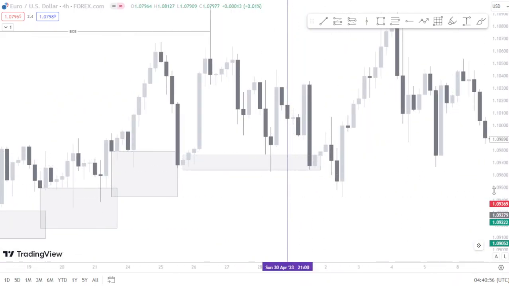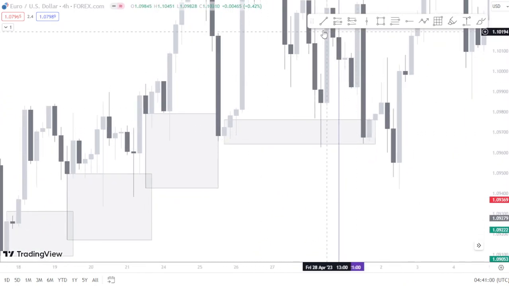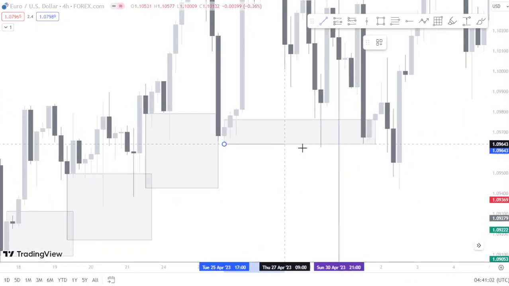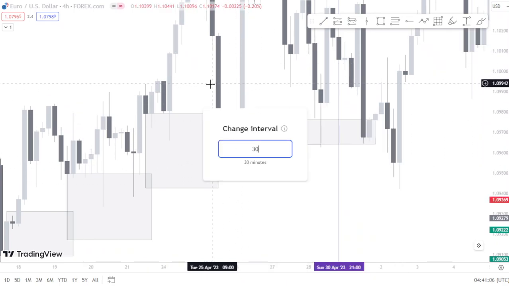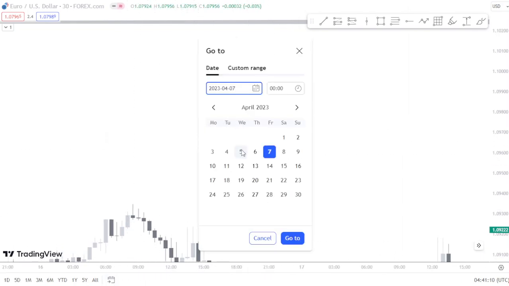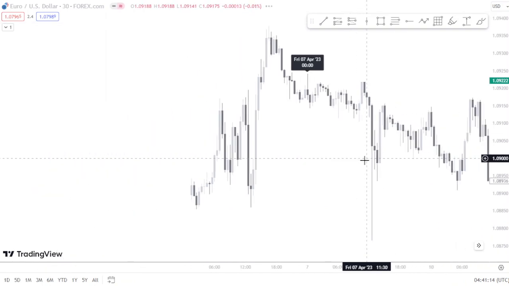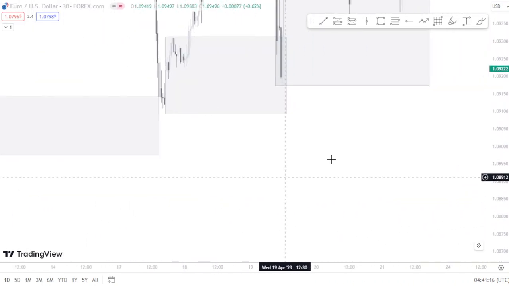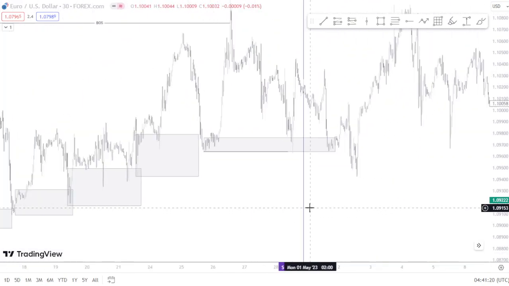And see this, we are coming in, coming in, coming in. What happens here? We sweep liquidity, right? Let me go to the 30 minutes time frame so that we can see it properly. April, let's go to April. Alright, so where are we? Okay, so this is where we are.